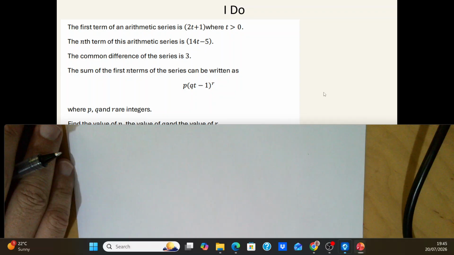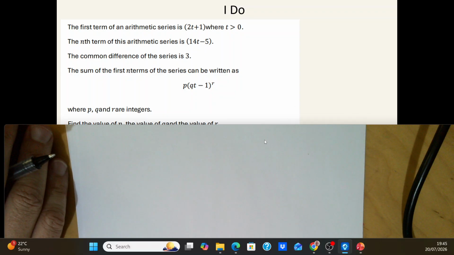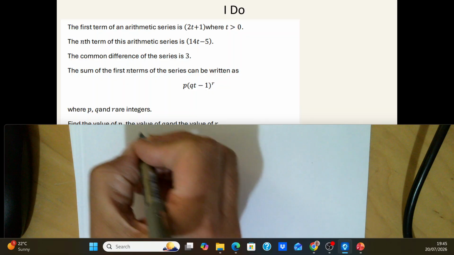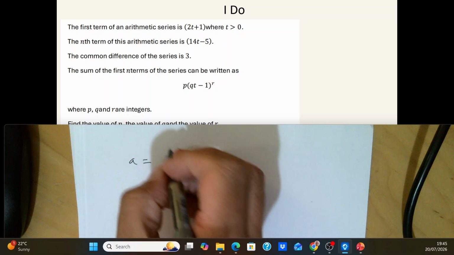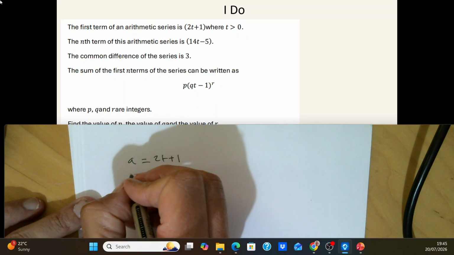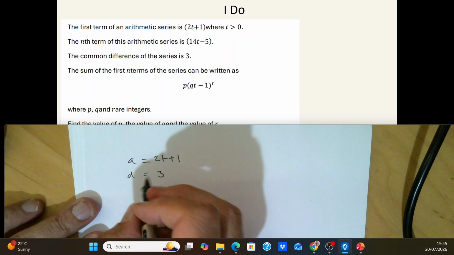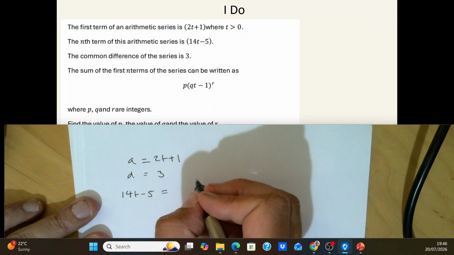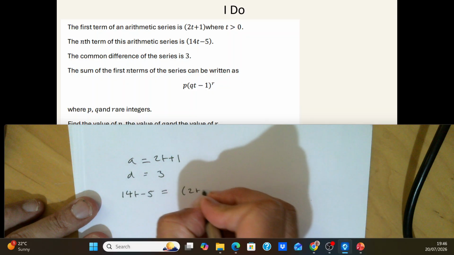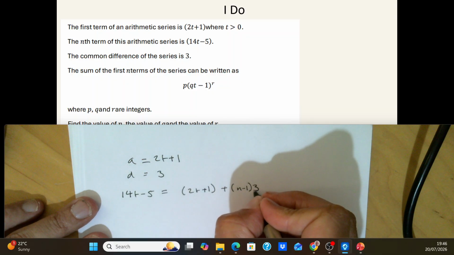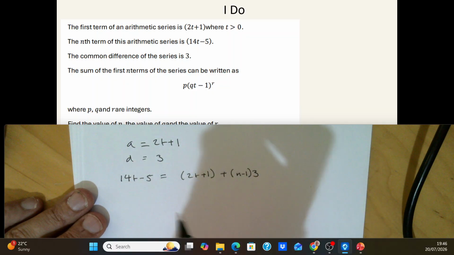So it's a series question. There we are. So let's just look at that information that we're given. It tells us the first term of the series, so A equals 2t plus 1. It tells us that D equals 3, and it tells us that the nth term is equal to 14n minus 5. So what does that tell us? That the first term plus the number of terms minus 1 times by 3 must equal that. So we can now work out n.